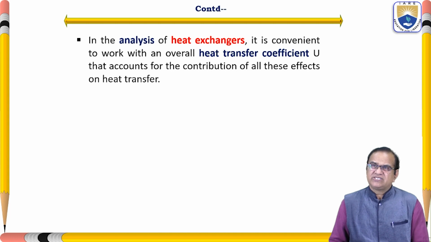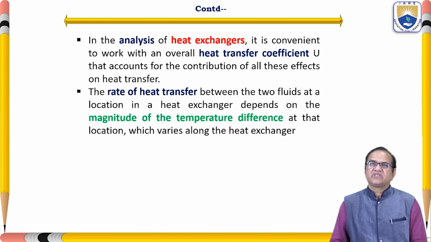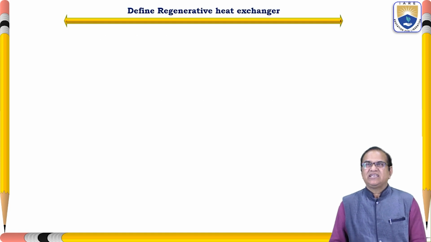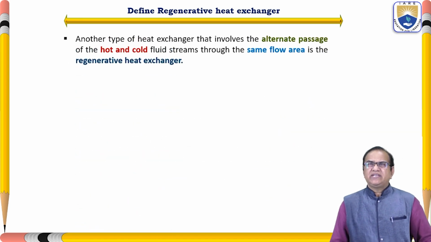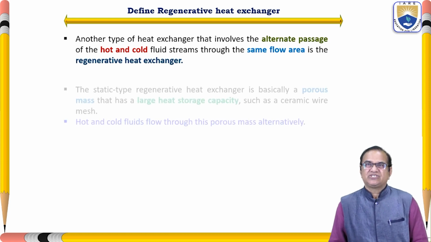In the analysis of heat exchangers, it is convenient to work with an overall heat transfer coefficient U that accounts for the contribution of all these effects on heat transfer. The rate of heat transfer between the two fluids at a location in a heat exchanger depends on the magnitude of the temperature difference at that location, which varies along the heat exchanger. Define the regenerative heat exchanger. Another type of heat exchanger that involves the alternate passage of the hot and cold fluid streams through the same flow area is the regenerative heat exchanger.